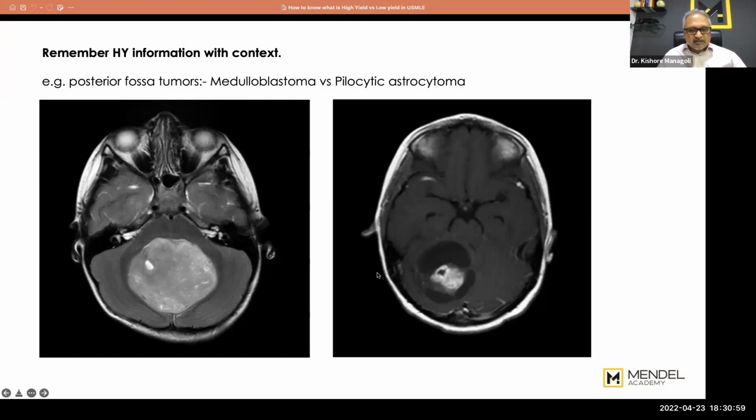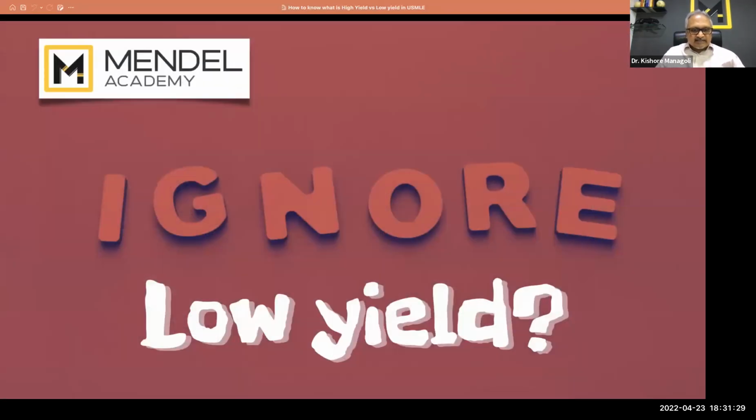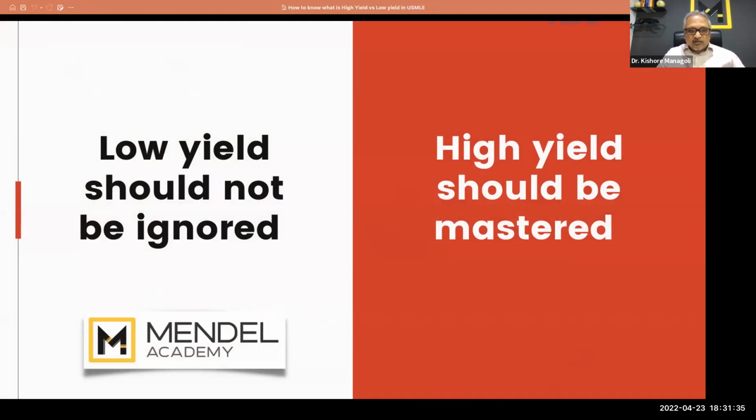So whenever you get a picture, and the reason I'm telling you about context is that in the exams, when they want to ask you a question about medulloblastoma, then one of the wrong choices, or what we call distractors, is definitely going to be a pilocytic astrocytoma. So it is very important that you know the difference between these two very close competitors to the correct answer. Now, as I said, do you want to ignore the low yield? The answer is no. You cannot ignore low yield, but you should first master the high yield.